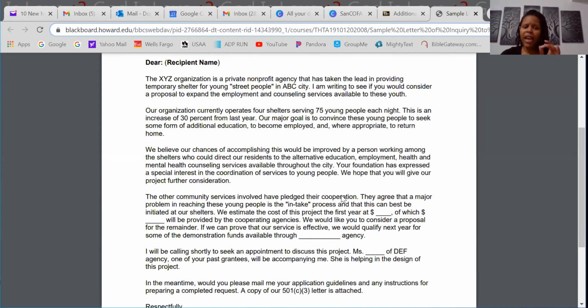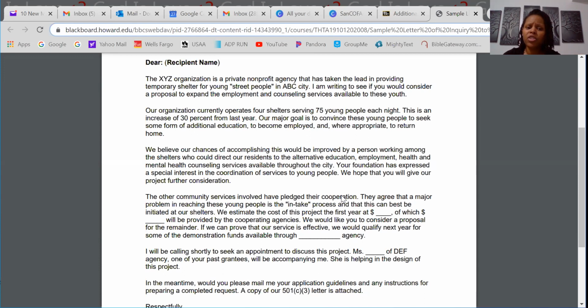And they specifically talk about, again, they're already letting you know why they're in need. We believe our chances of accomplishing this will be improved by a person. This talks about a personnel operating staff, and they talk about what that person will be doing to direct our residents to X, Y, and Z services available throughout the city. Okay, moving on to paragraph number 4.